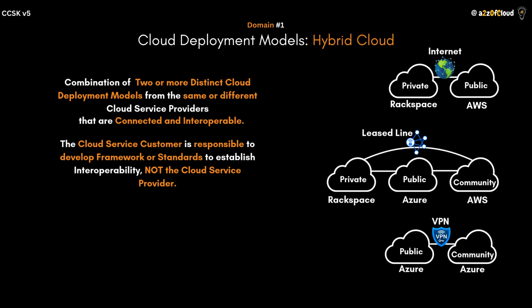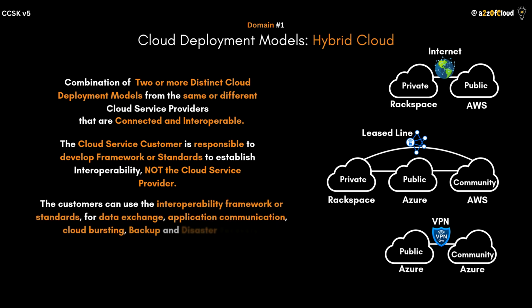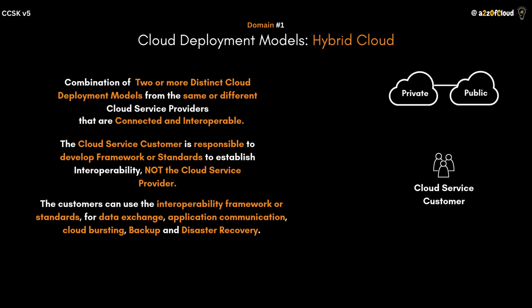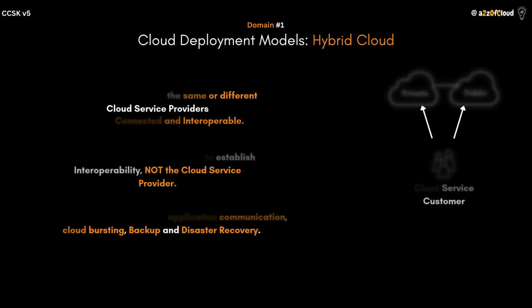The customers can use the framework or standards used to establish interoperability for data exchange, application communication, cloud bursting, backup and disaster recovery between cloud deployment models in the same cloud service provider or a different cloud service provider. The most common example of hybrid cloud is an organization using a combination of private and public cloud, where the public cloud is leveraged for burst traffic during peak demand or used for backup and recovery.